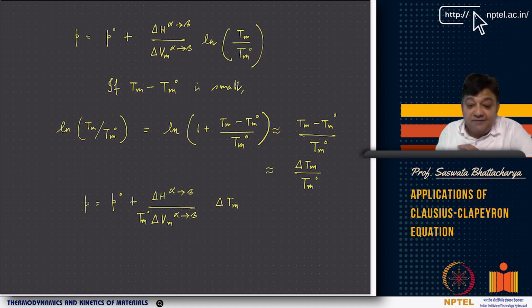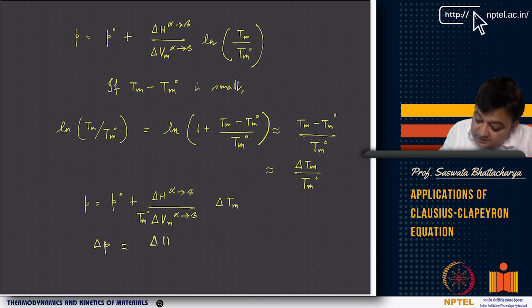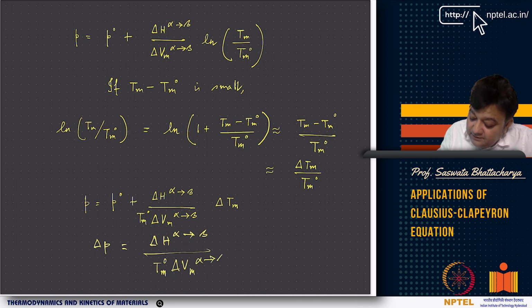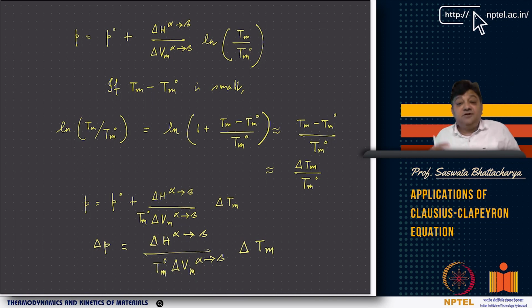Now you can see a very nice relation. P minus P0, which is delta P, equals delta H alpha to beta over the temperature Tm0, which is my reference temperature, and delta Vm alpha to beta, into delta Tm. So if I know the change in melting temperature, I can estimate the change in pressure, or if it is the change in pressure, I can estimate the change in melting temperature.